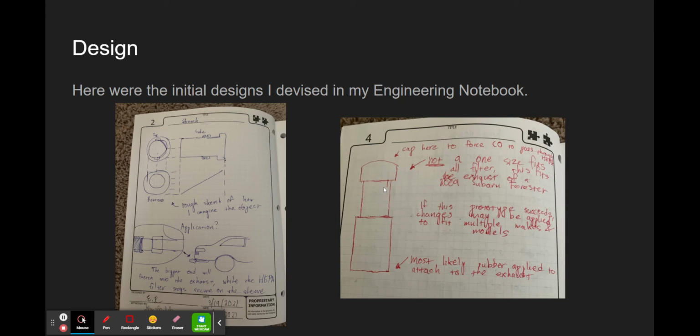But this filter design was not a one-size-fits-all filter because this fit the exhaust of a 2009 Subaru Forester. If this prototype succeeds, then changes may be applied to fit multiple makes and models, since car makes and models really just differ in exhaust size. If the prototype were to succeed in these tests, then this filter may come in different exhaust sizes, and there would most likely be a rubber element to apply to the exhaust that was sort of attached like a sleeve.